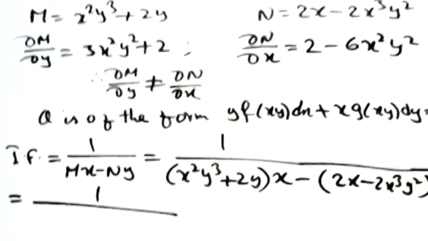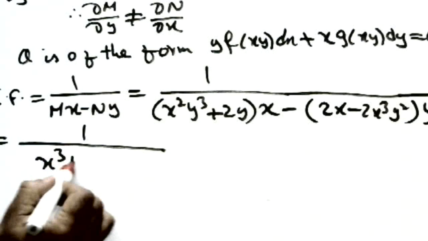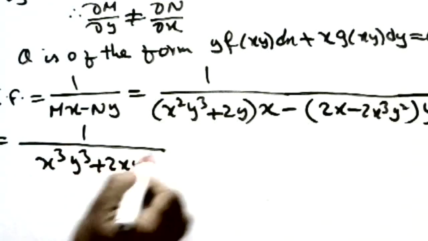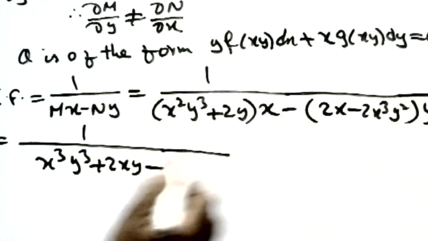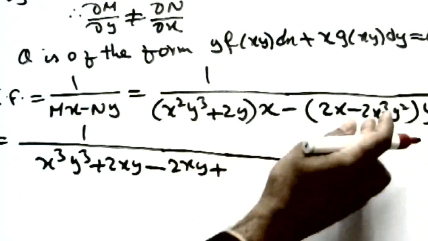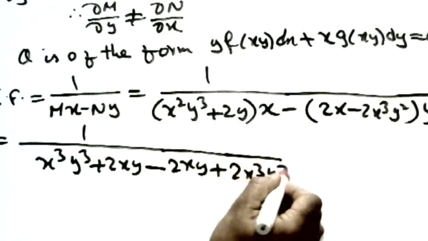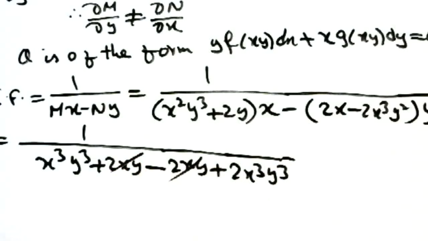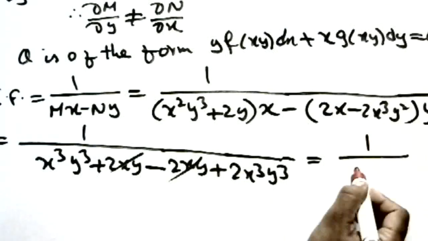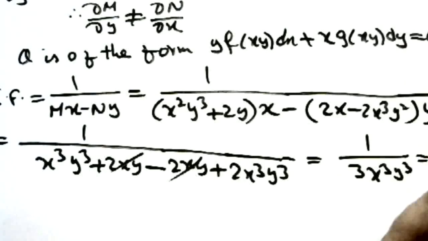Let me solve this one. 1 divided by, now multiply with x. So x into x square gives x cube y cube plus 2xy, minus 2xy plus 2x cube y cube. The 2xy terms get cancelled. Now 2 plus 1 is 3, so we get 1 by 3x cube y cube. So this is the integrating factor.